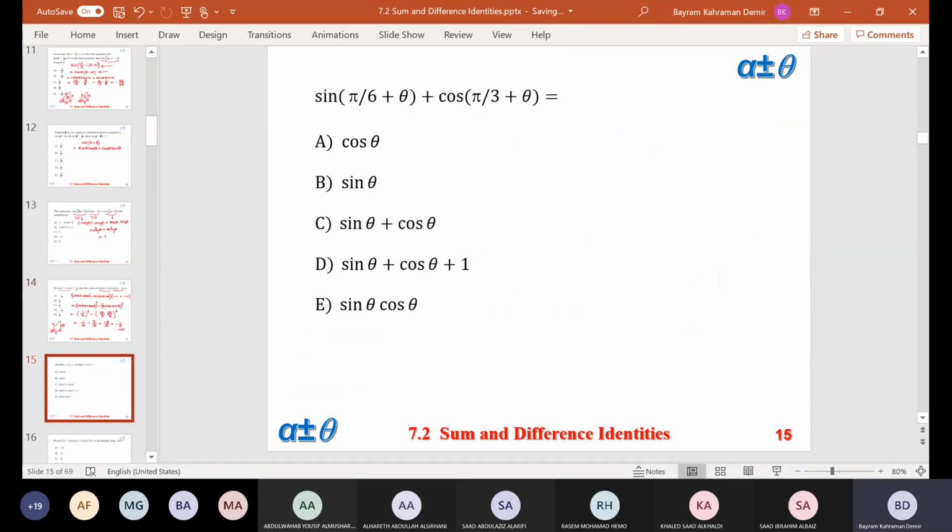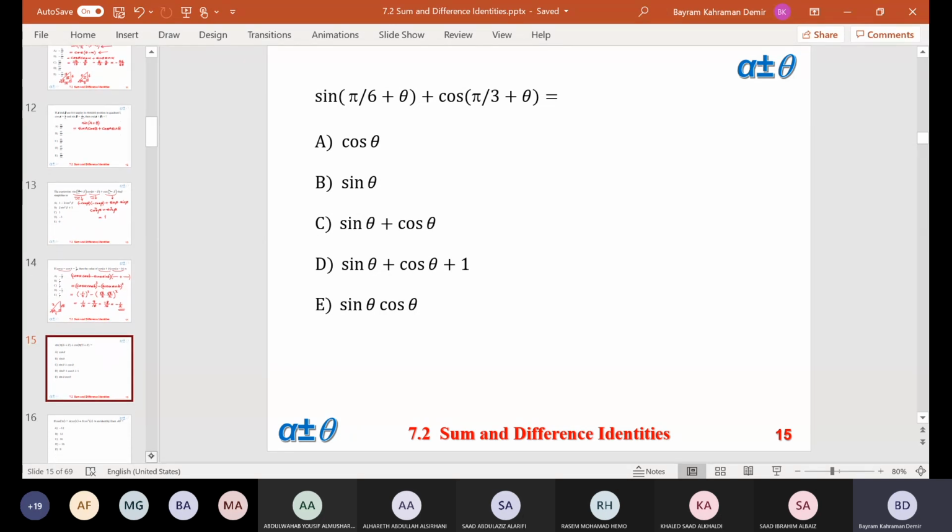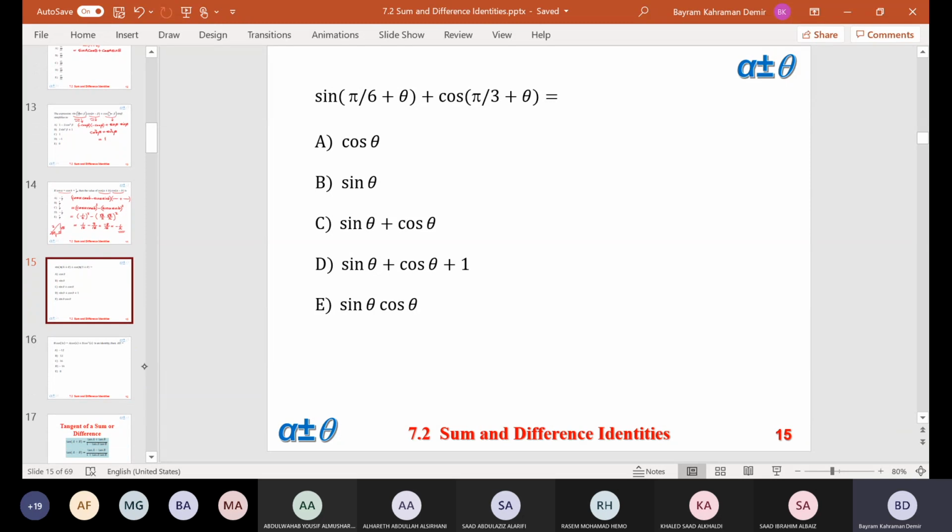Next is, again, a simplification. Just use sine of pi over 6 plus theta. Just open the formula, cosine of pi over 3 plus theta, and simplify and see which answer you're going to get. This is something you don't need my help with. It's a nice, good question.